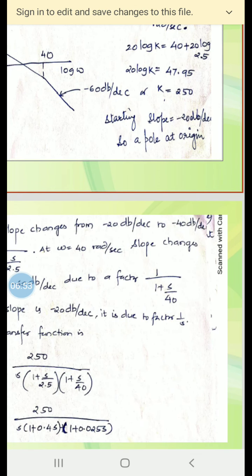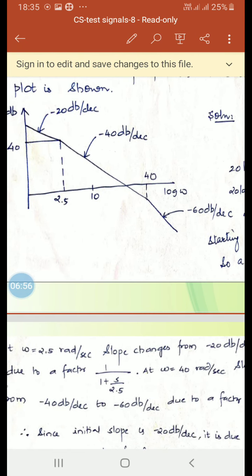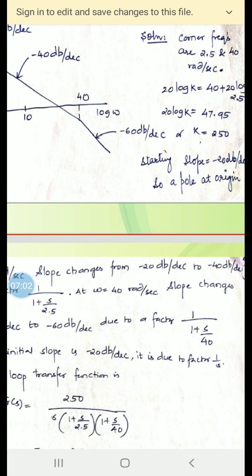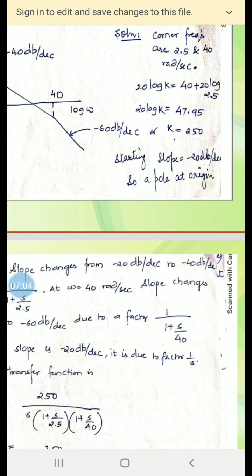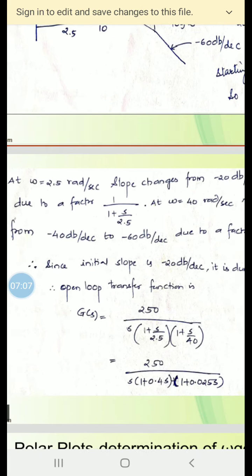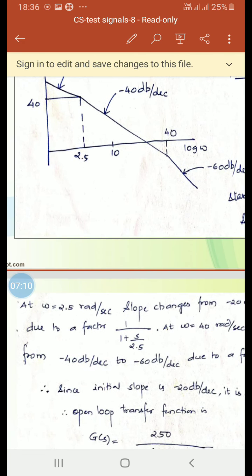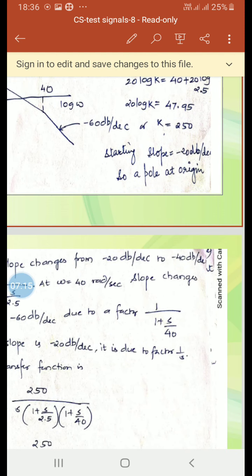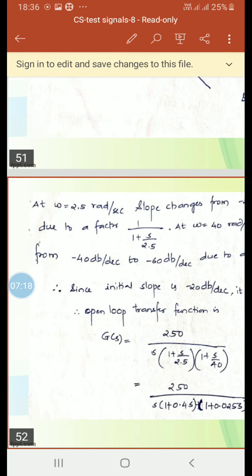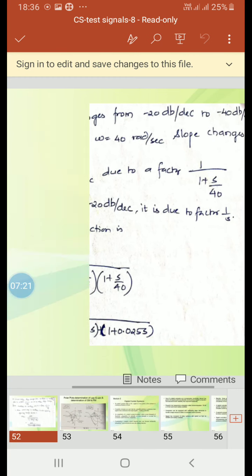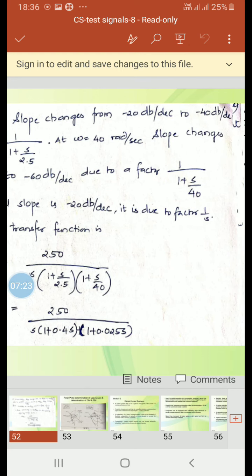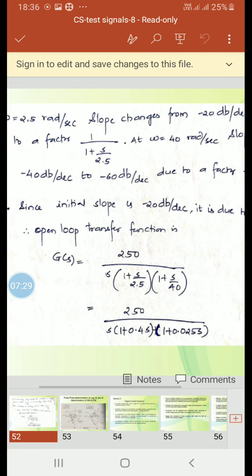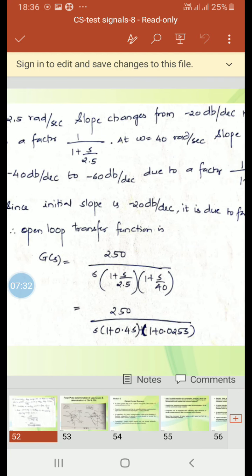So the starting slope is minus 20 dB per decade. You can see here the starting slope is minus 20 dB per decade. So it is a pole at origin. At omega equal to 2.5 radians per second, the slope changes from minus 20 dB per decade to minus 40 dB per decade due to a factor of 1 divided by 1 plus s by 2.5. At omega equal to 40 radians per second, the slope changes from minus 40 dB per decade to minus 60 dB per decade.